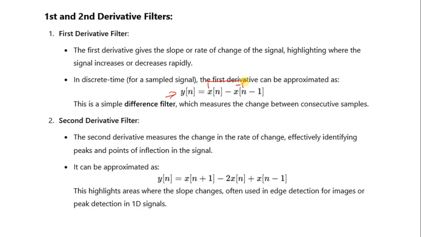In the second derivative filter, again, 1, x of n minus 2, 1. If you see the coefficients, the addition of the coefficients is 0. This second derivative filter highlights where the slope changes, often used in edge detection for images or peak detection in 1D signals. So first derivative, then second derivative.